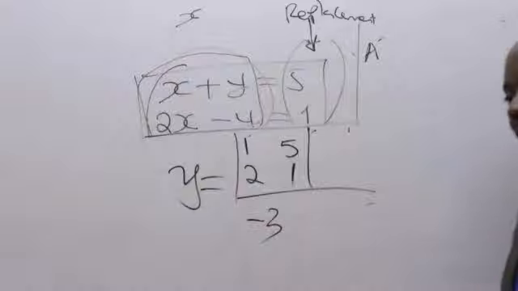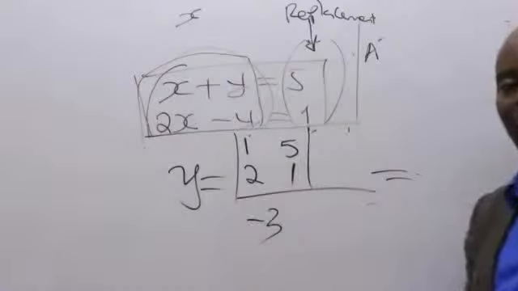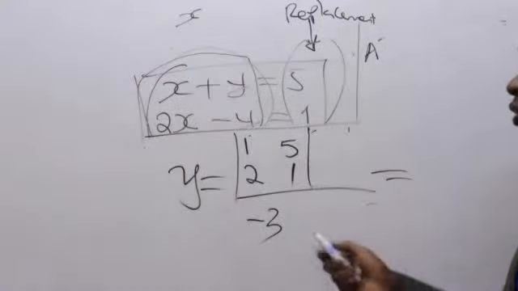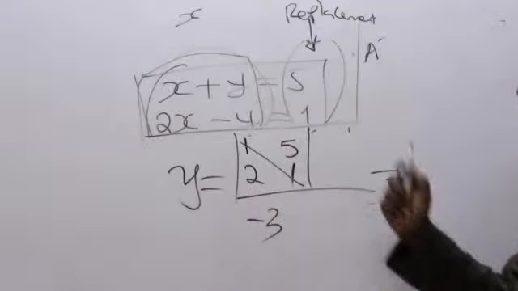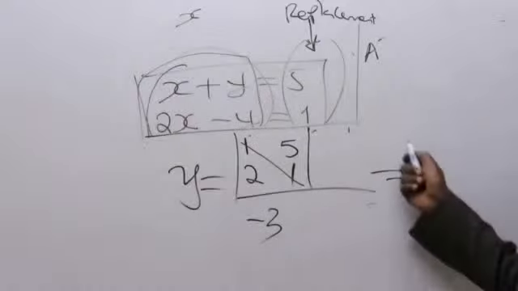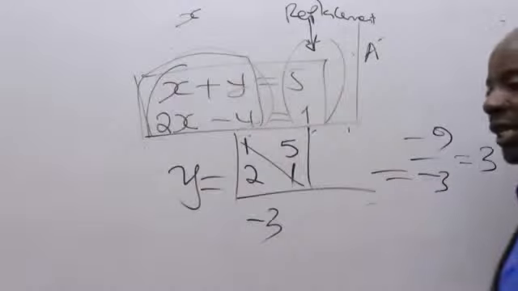So the only thing that we need to do tonight is to ascertain the determinant of the numerator. We need to come here and ascertain the determinant of the new matrix. So 1 times 1 gives me 1, minus 10 gives me minus 9. And then minus 9 divided by minus 3 will be equal to 3.